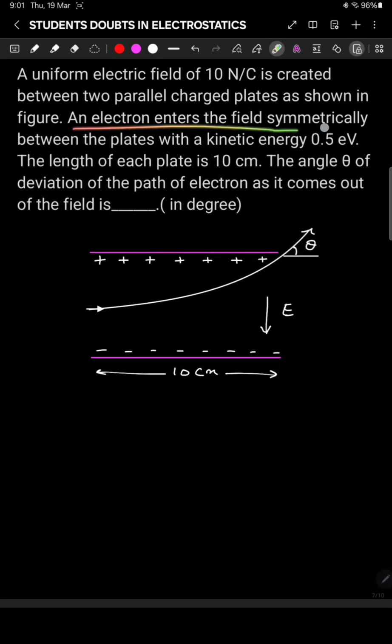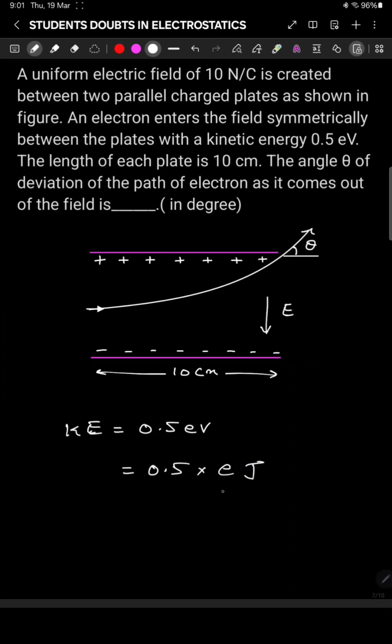An electron enters the field symmetrically between the plates with a kinetic energy of 0.5 electron volts. So the electron enters the region with a kinetic energy of 0.5 electron volts. Let us convert the kinetic energy of the electron into joules. 0.5, where 1 electron volt has the value 1.6 into 10 power minus 19 joules. That means e value into joules, where e is 1.6 into 10 power minus 19.